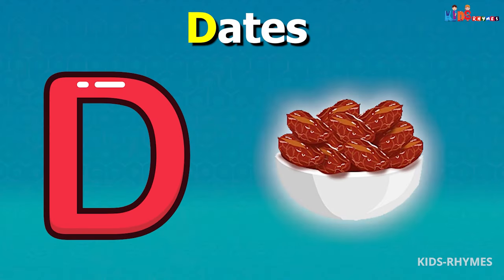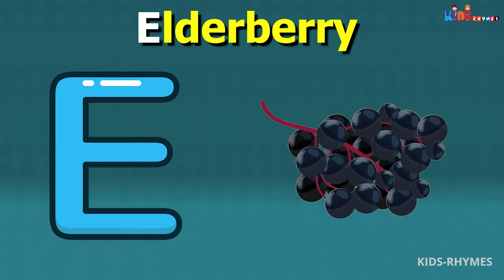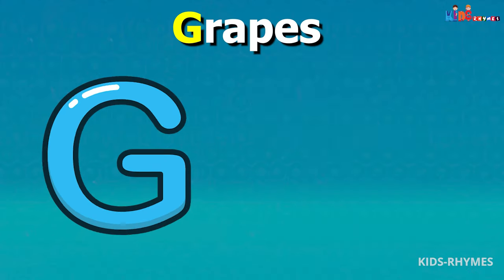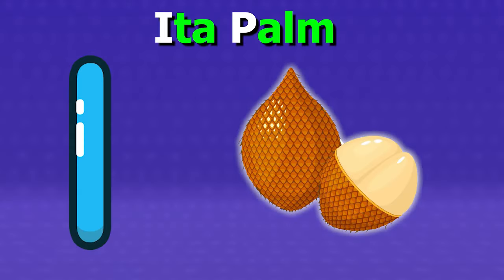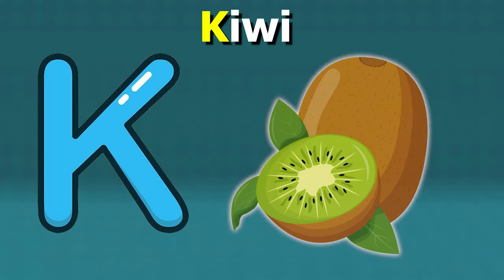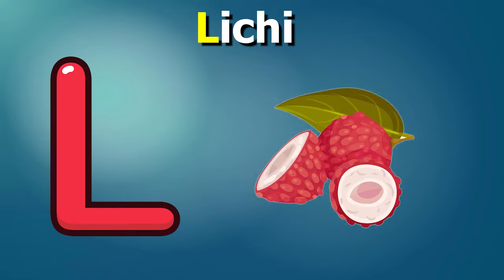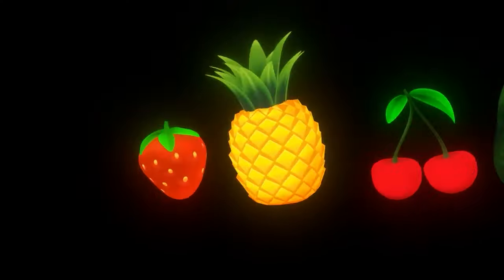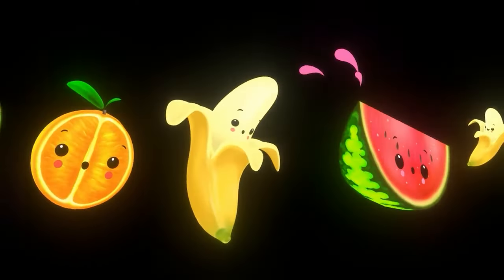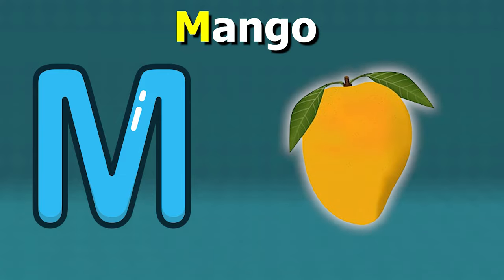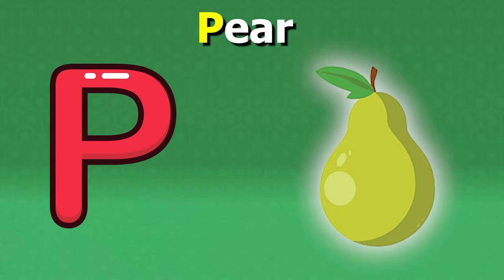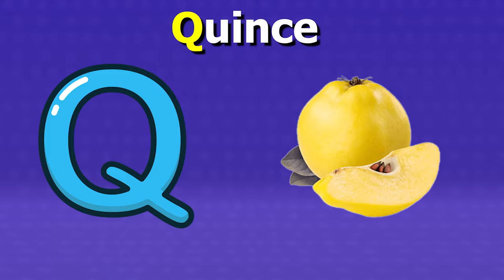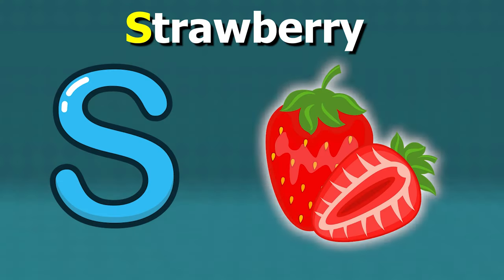Cherries, D for dates, E for elderberries, F for figs, G for grapes, H for honeydew, I for apple, J for jackfruit, K for kiwis, L for lychees. O for oranges, P for pears, Q for quince, R for raspberries, S for strawberries.